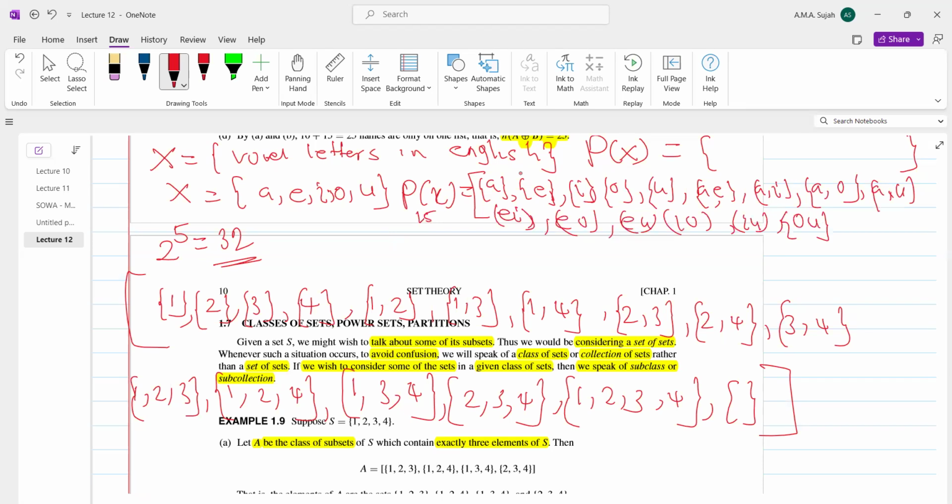You can try this, I'll give you 5 minutes. You can write all the possible subsets, the power set.